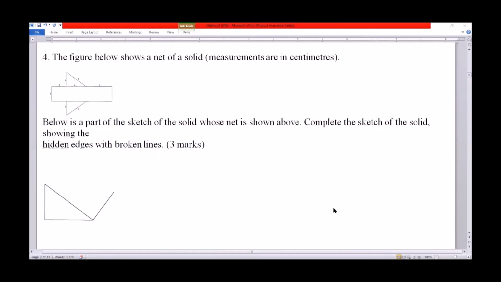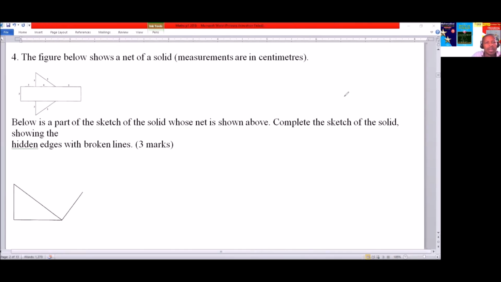Okay, that is our question number 4, which was a very simple question. Like I said, we are told that the figure below shows a net of a solid, measurements are in centimeter. So we have a net here. We have a length here, 5. I hope you can see that. So we are given 3.